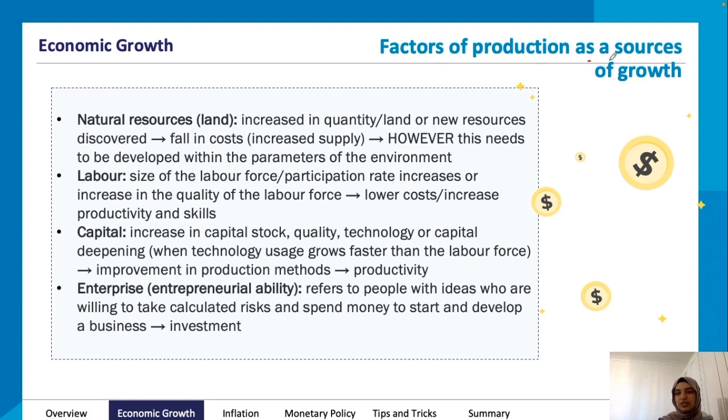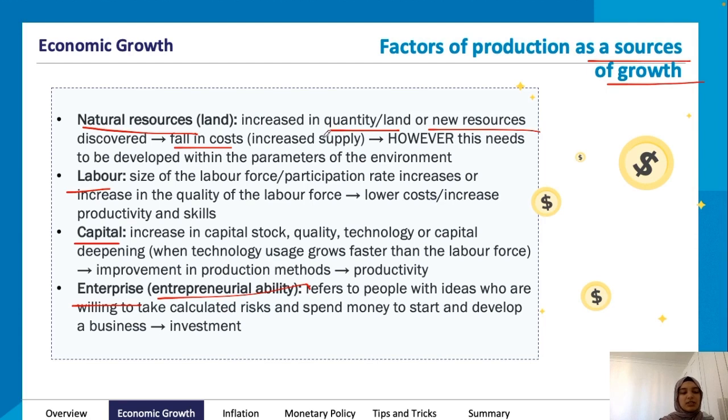So, factors of production as sources of growth. Natural resources such as land, labor, capital, and enterprise, which is also known as entrepreneurial ability. An increase in the quality or quantity of land, or new resources discovered, will lower costs because we now have an increase in supply. However, this needs to be developed within the parameters of the environment.